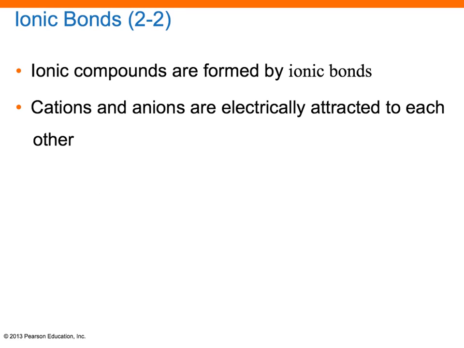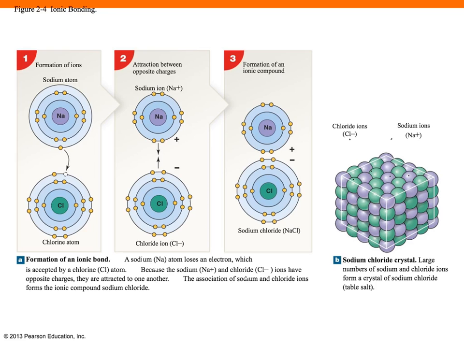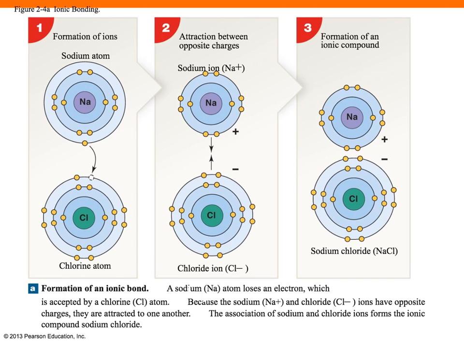Ionic compounds are formed by ionic bonds. Cations and anions are electrically attracted to one another. This is an example of a sodium atom with a chlorine atom. Sodium, in the second picture, gives up its electron to the chlorine. This makes the sodium positive and the chlorine negative. The opposites attract and they make sodium chloride, a crystal, which we know as table salt.